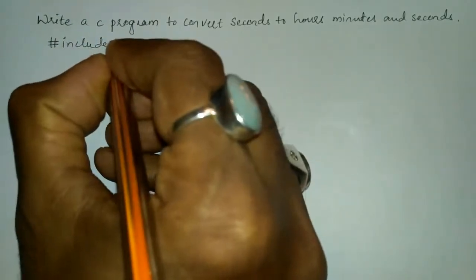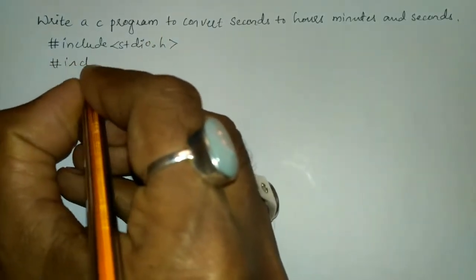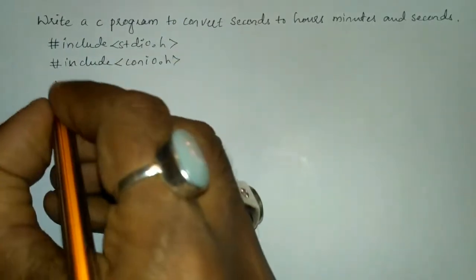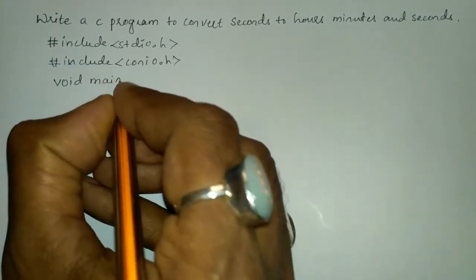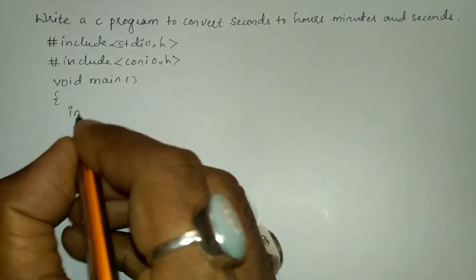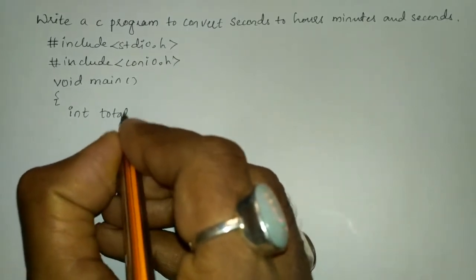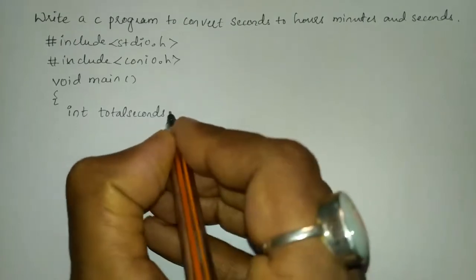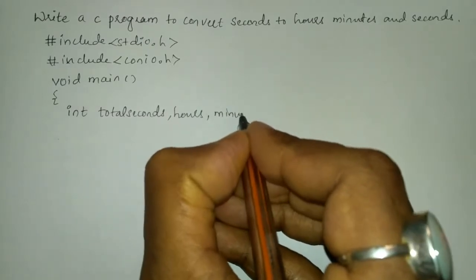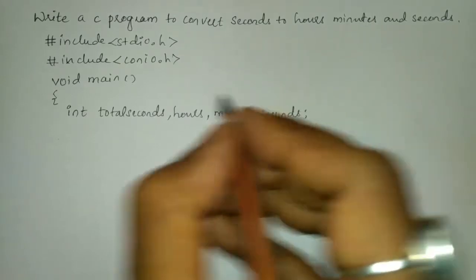#include <stdio.h>, #include <conio.h>, void main function, curly open brace. Here in the declaration section we are going to declare all the variables of integer type. I am going to take one variable called total seconds, next hours, next minutes, and then seconds. Put semicolon.